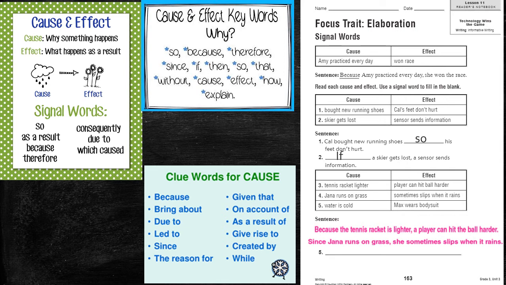Good. I like it. You're trying. Great. So the answer here is: water is cold, Max wears bodysuit. The water is cold. Don't forget your capitals. The water is cold, so Max wears a bodysuit. Now, please remember that you have the freedom of choice to choose any signal word that fits into the sentence. If you've got another sentence, but it makes sense and it's right, we're going to reflect on your work when you come to school next. It will be rendered correct. Okay? Great. Good job, grade 3.